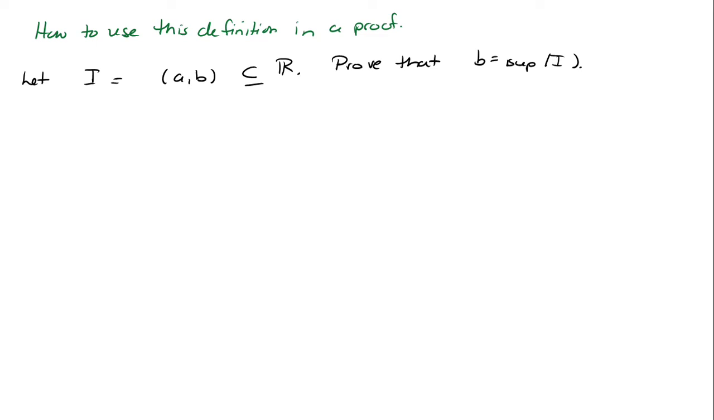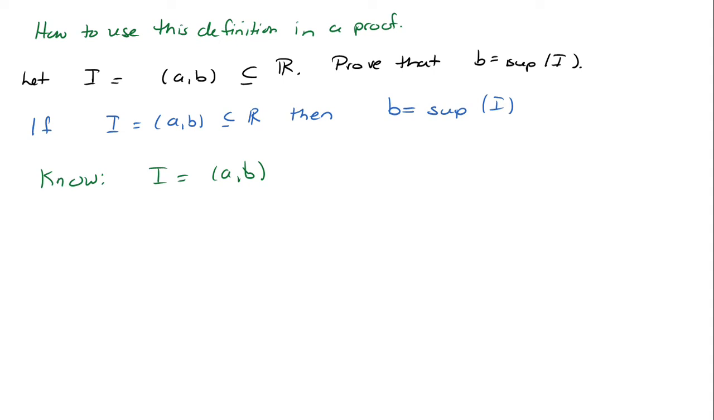And so you guys did this already on an in-class assignment, not proving it, but you actually plucked out the sups where A and B were real numbers, not actually plugged-in numbers. So the first step is to write that as an if-then statement. So if I is equal to that interval, then B is equal to the sup of I.